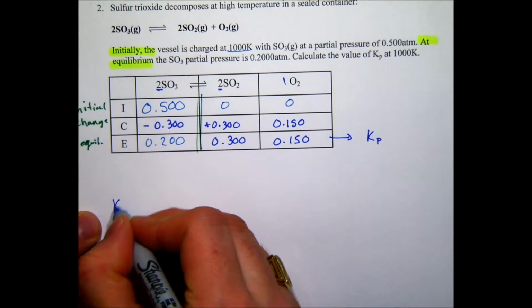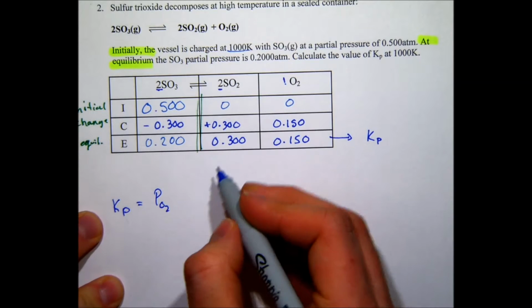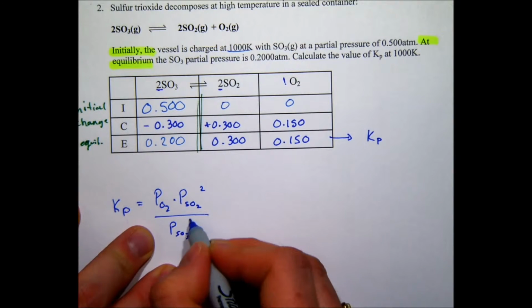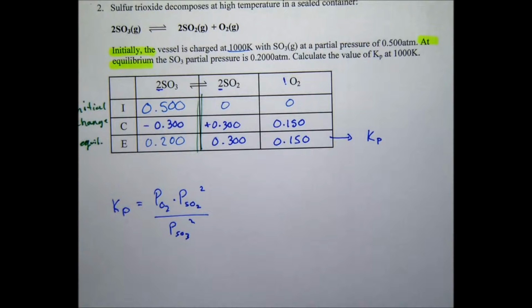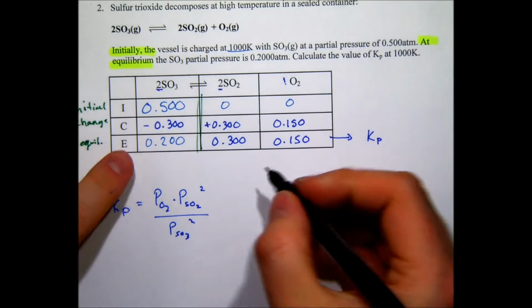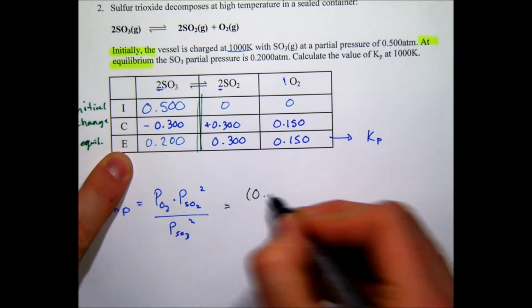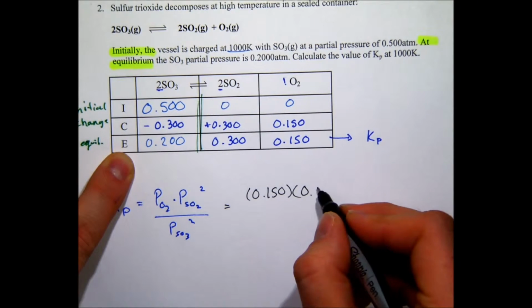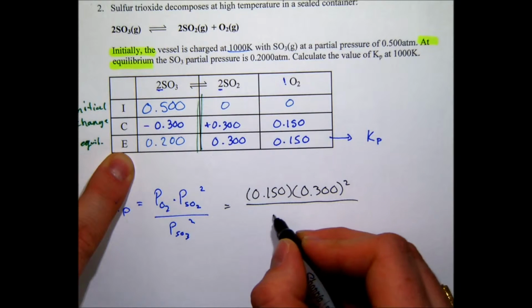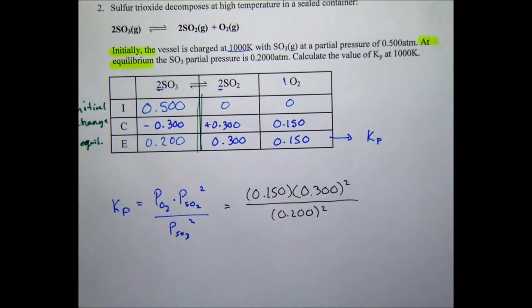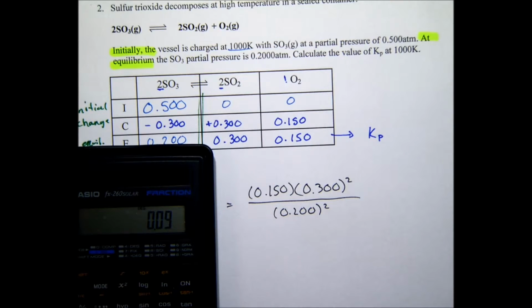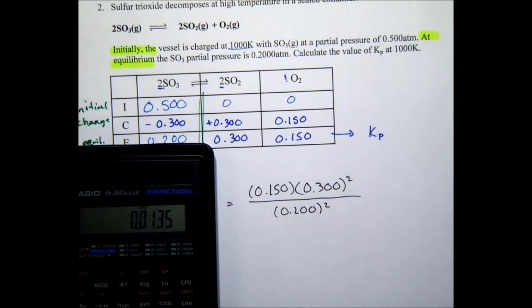So first of all, we'll write it out. Kp is equal to the partial pressure of the products, so we write out our expression just like we did in our last lesson. Now we're just going to put in our values from our equilibrium line or our E line. So the partial pressure of SO2 and oxygen, 0.150, 0.300, 0.200. And you have to remember that you do have to square them. It's a very common mistake that's made. So we have 0.3 squared times 0.15. So the numerator is 0.135.